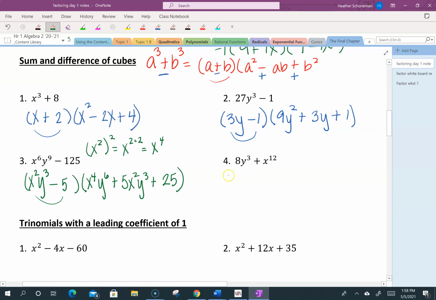Okay, let's do that again on the next one. So the cube root of 8y cubed is 2y. First sign matches as a plus. The cube root of x to the 12th. Well, you're going to divide the exponent by 3, so 12 divided by 3 is 4, so I have x to the 4th. Now we got to square 2y. That'll give us 4y squared.